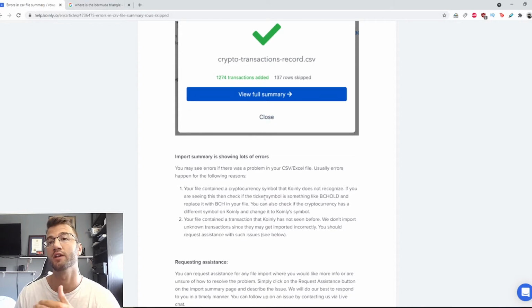Your file contained a cryptocurrency symbol that Koinly does not recognize. If you are seeing this, then check if the ticker symbol is something like BC hold and replace it with BCH in your file. A common issue that happens is maybe you just don't think about how you're formatting the actual cryptocurrency symbol or the name, and you put a wrong name, and Koinly with its automated system is unable to determine which cryptocurrency you're actually talking about. You can also check if the cryptocurrency has a different symbol on Koinly and change it to the Koinly symbol.